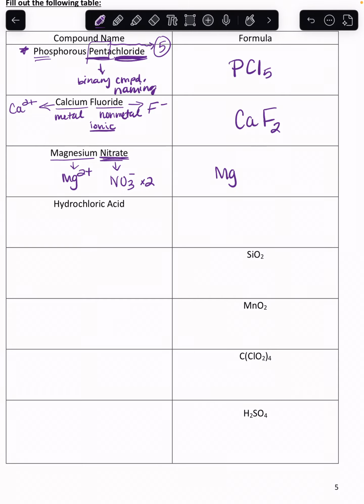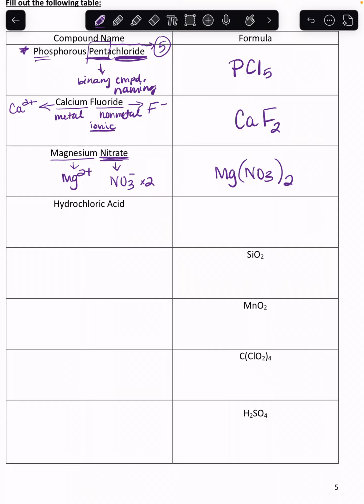I'm going to start parentheses, put nitrate inside, just NO3. You don't need the charges. Don't write that charge. Okay. So NO3 in parentheses, and as a subscript, I'm going to write 2. And so then this balances out. It's a neutral compound now. Mg(NO3)2.